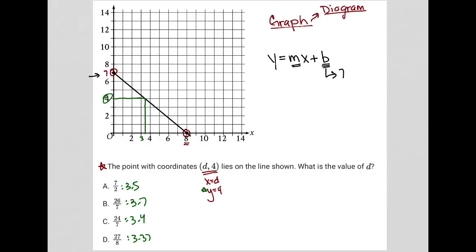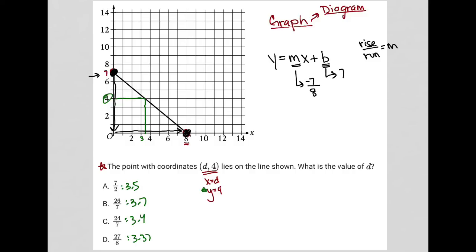Sure I can. If I'm going from the y-intercept to the x-intercept, that means I'm going to travel down 7 units. So my rise would be negative 7. Don't forget, slope is rise over run. And my run, I'd go to the right 8 units. So my slope is negative 7/8.